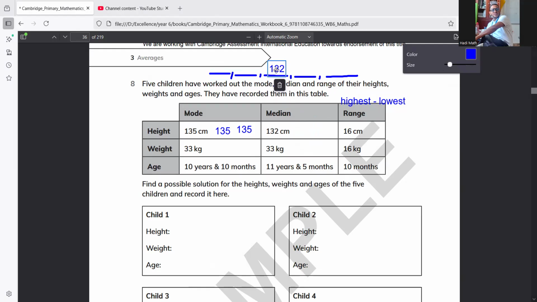The mode is the most repeated, 135. But 135 is bigger than 132. So the two 135s, one of them will be here and the other one is going to be here, because when I put them in order, they must be like that.